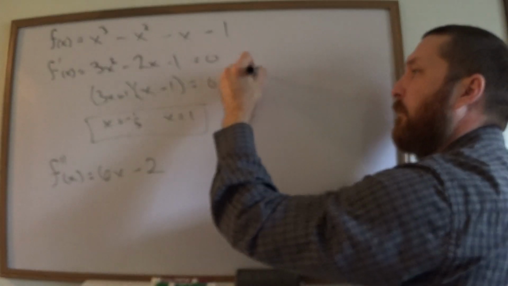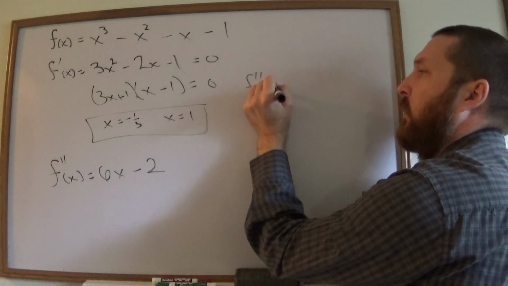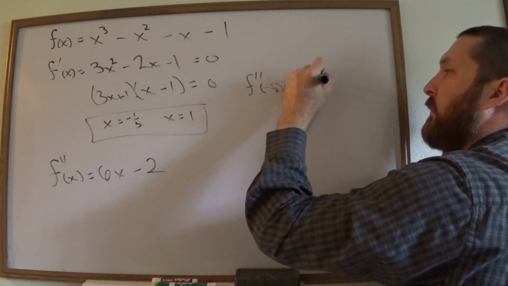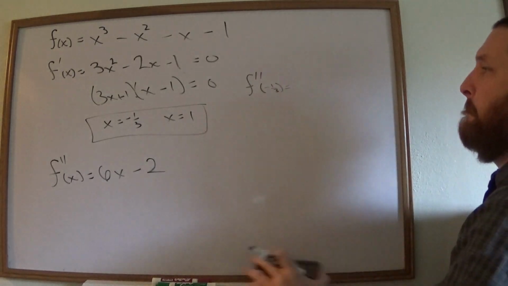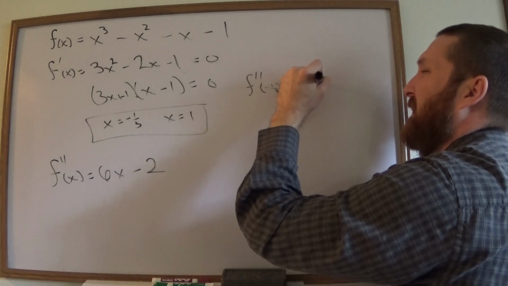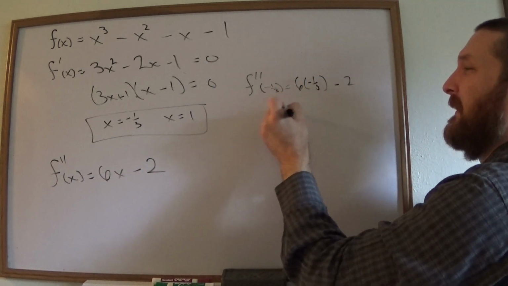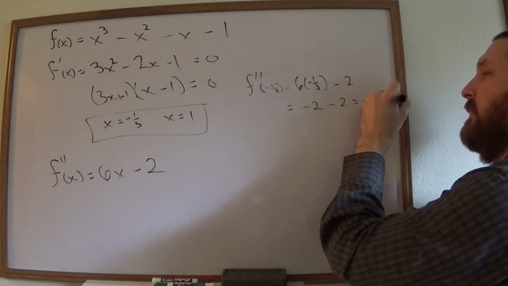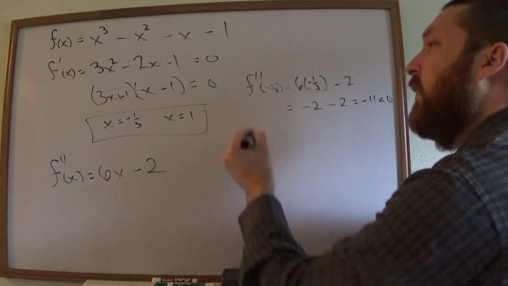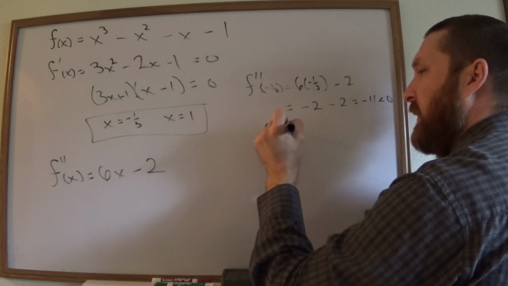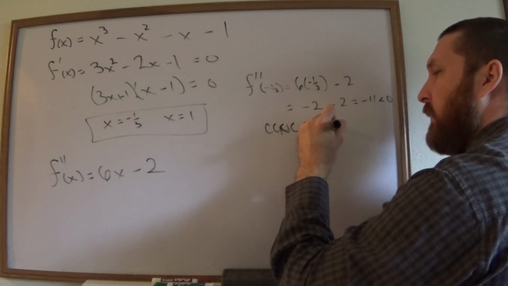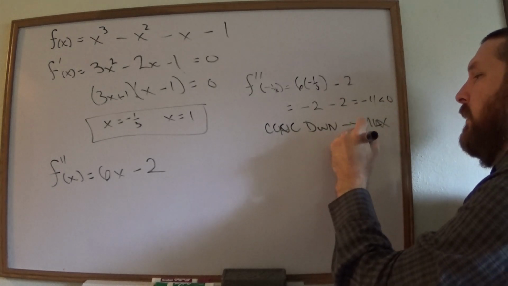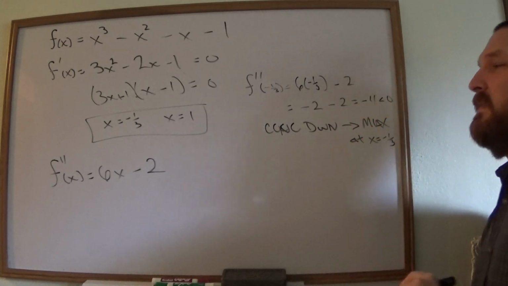So f double prime of negative 1/3 is equal to... you plug it into the 6x minus 2. Thank you. So negative 2 minus 2, that's negative 4. It's negative, so it's concave down, which is a max. Okay, so we would say concave down, therefore max at x equals minus 1/3.